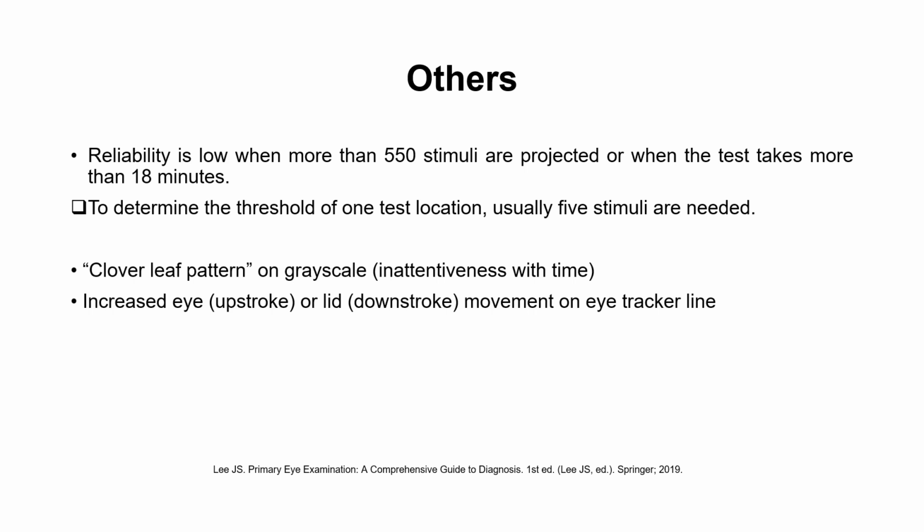Always we have a very popular field defect on the grayscale map in the visual field printout representing a reliability index, the cloverleaf pattern. If you see this cloverleaf pattern, it means that the patient is becoming fatigued and inattentive with time. I will talk about it in the following slide. And also, if you see increased eye upstrokes or lid downstrokes on the eye tracker line or the gaze tracker line, it means that there is some unreliability because of the fixation.